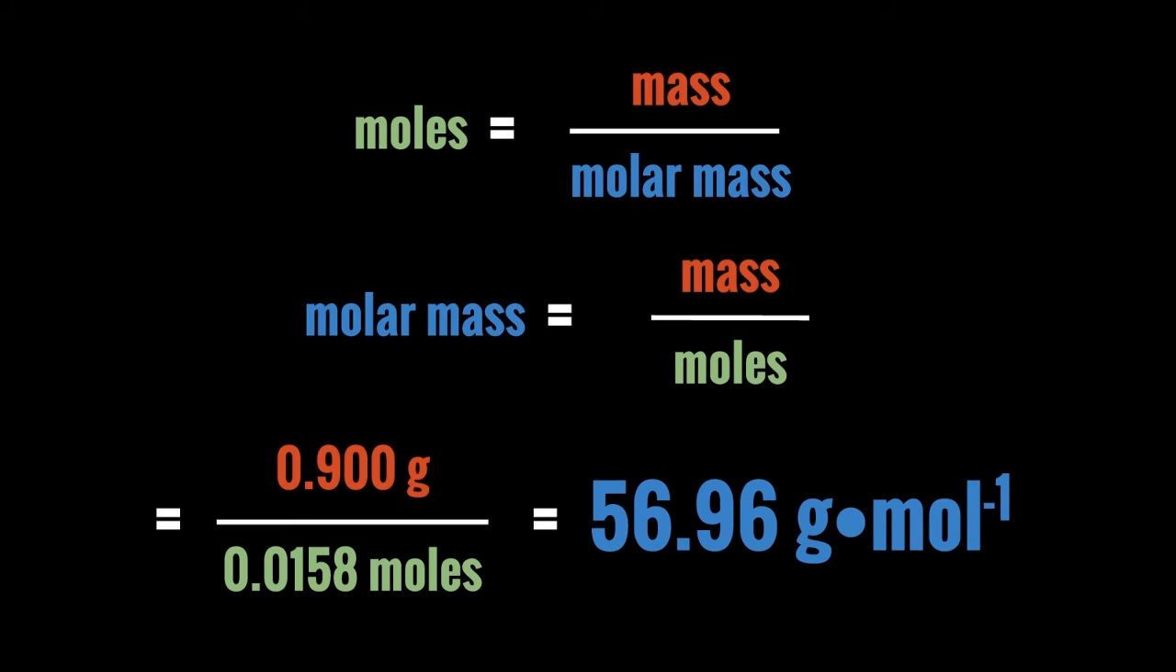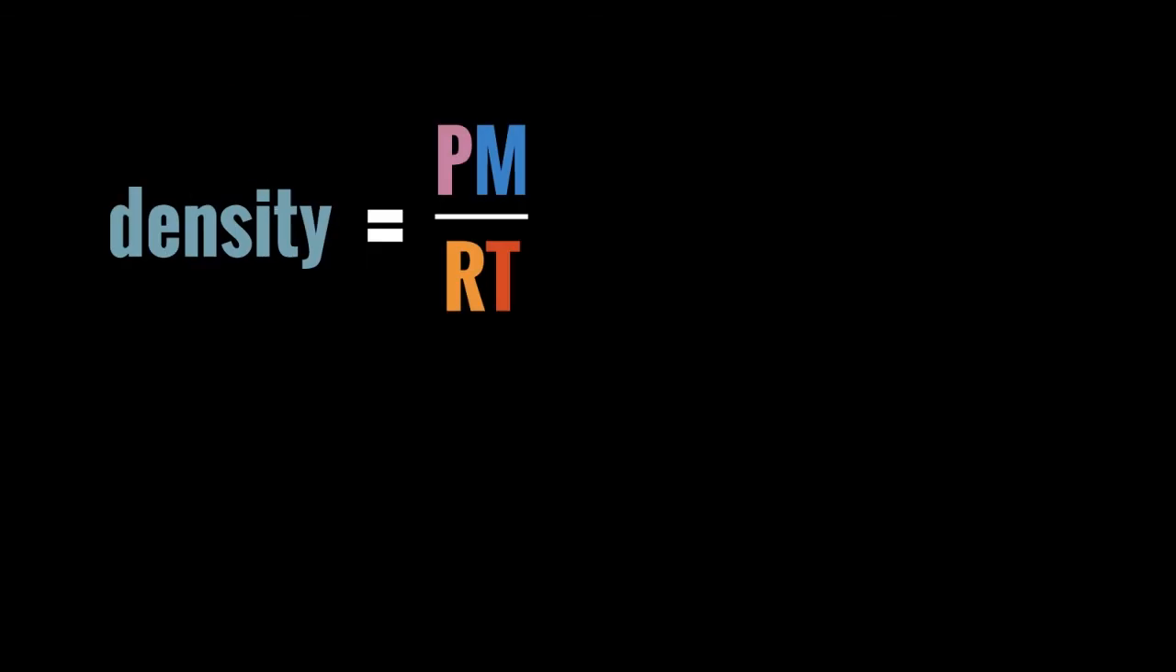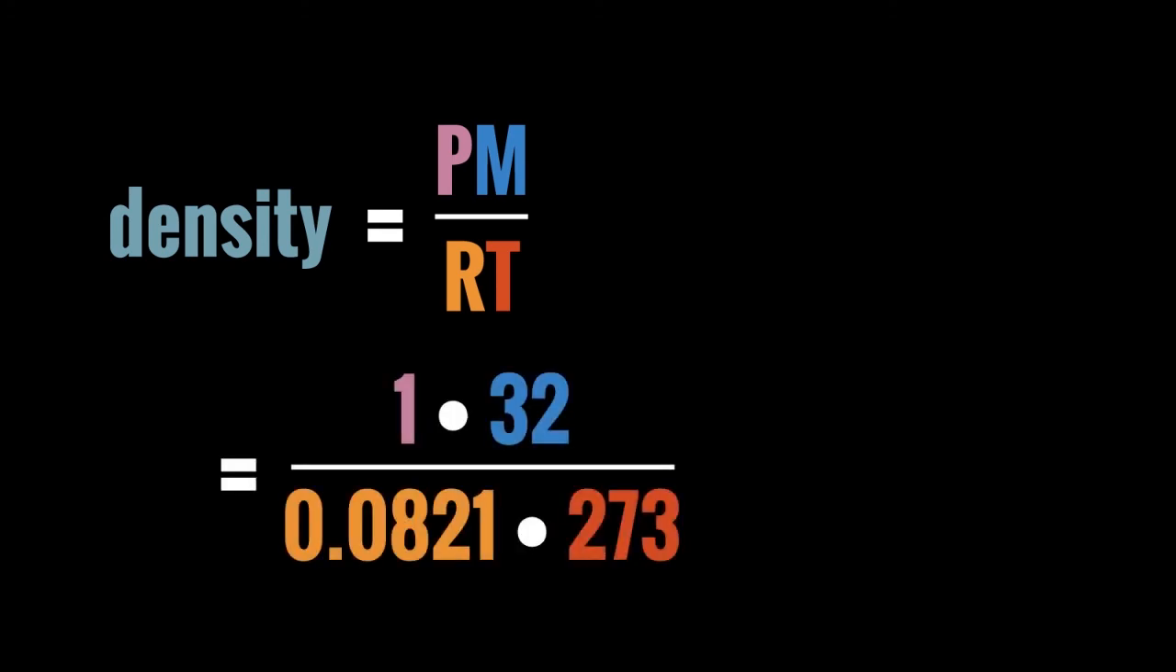Problem solved. Nice. So we have another problem, a little more interesting. What is the density of 1 mole of O2 gas at 1 atmosphere and 273.15 Kelvin? This is also a standard temperature and pressure. We know for a fact that density equals PM over RT. Remember, we derived this previously in the podcast. Now we just plug in the numbers. 1 times 32, which is the molar mass of oxygen. If you want to know how we found that out, go to our molar mass podcast.